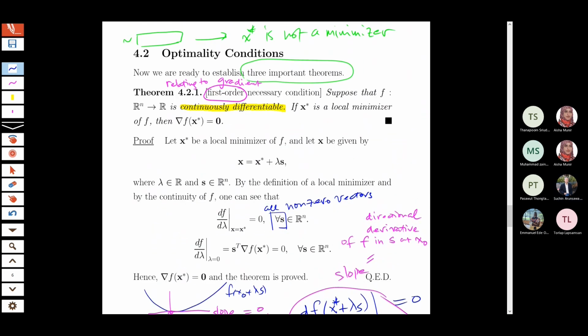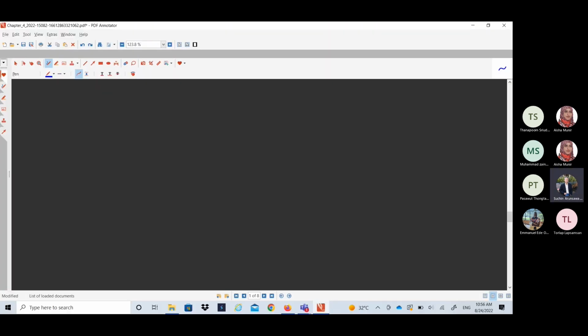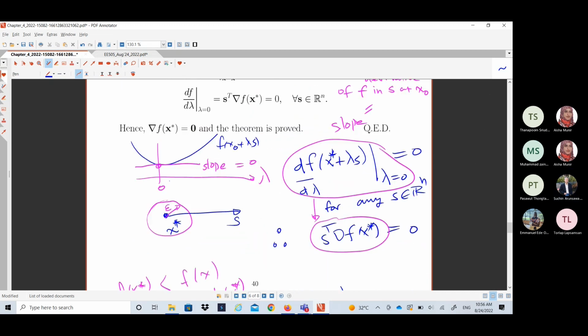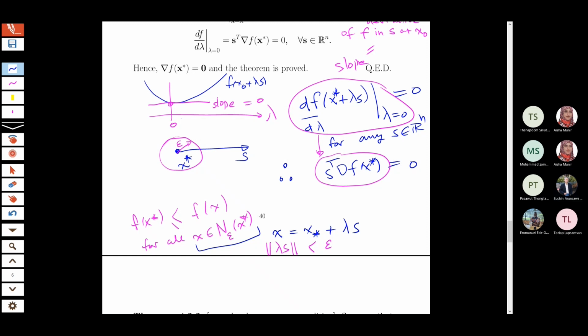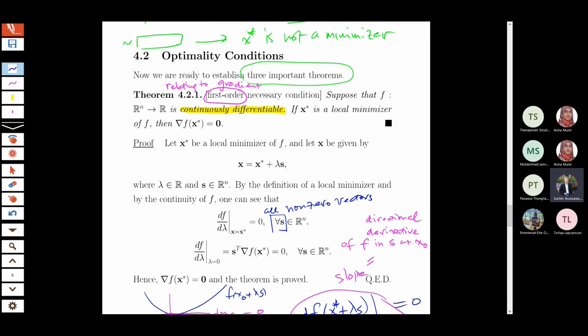From this theorem, we know that if the gradient at the point x star is not 0, then x star is not a local minimizer, and therefore the minimum will not happen at that point. So we look for another point until we find a point for which the gradient of the function f is 0 vector.